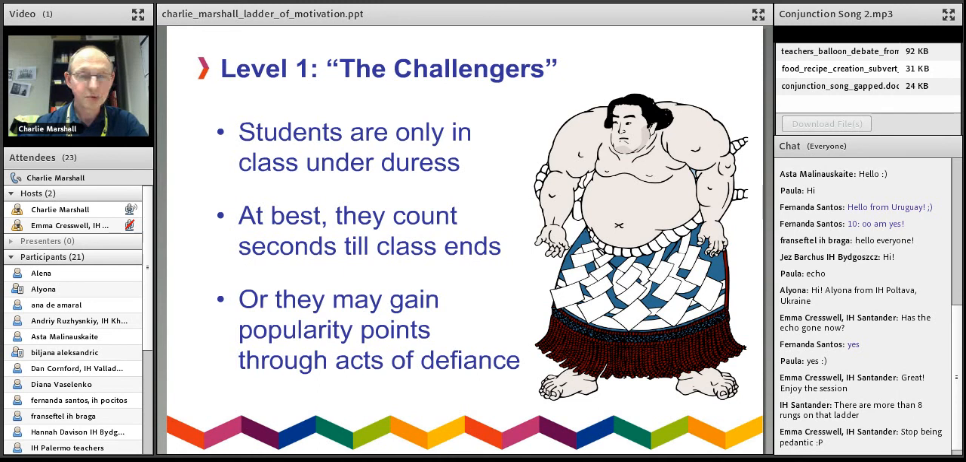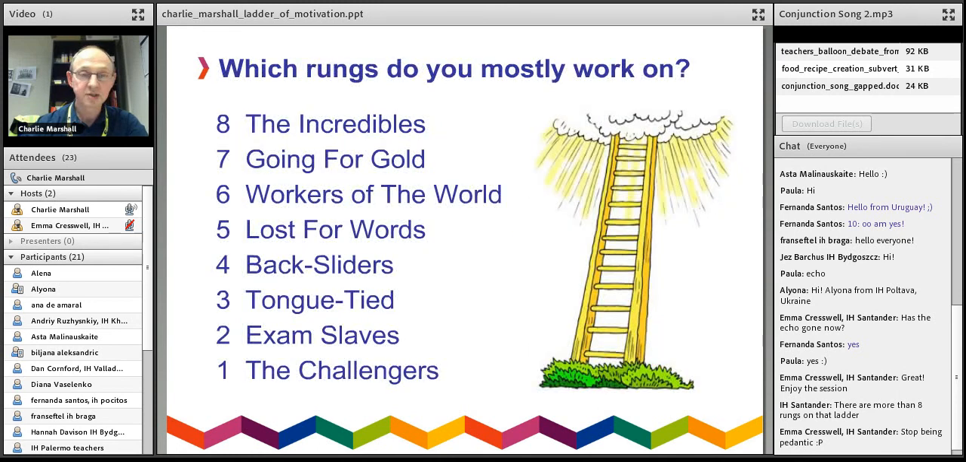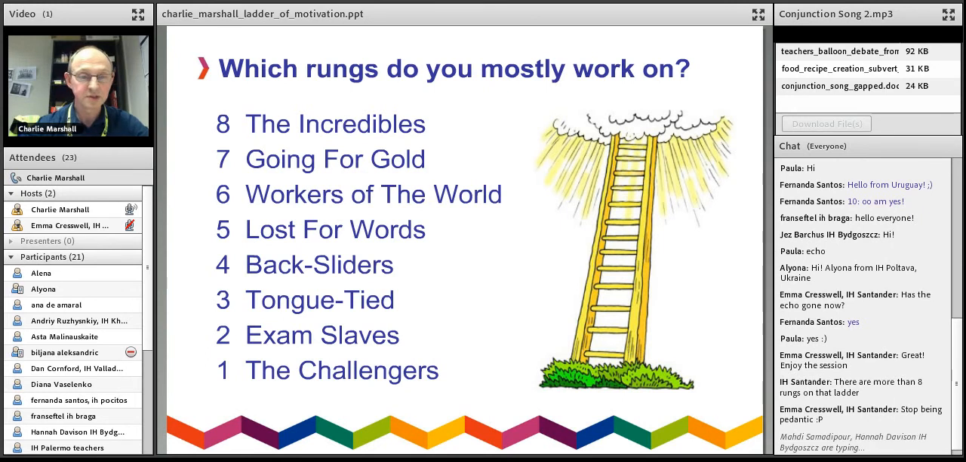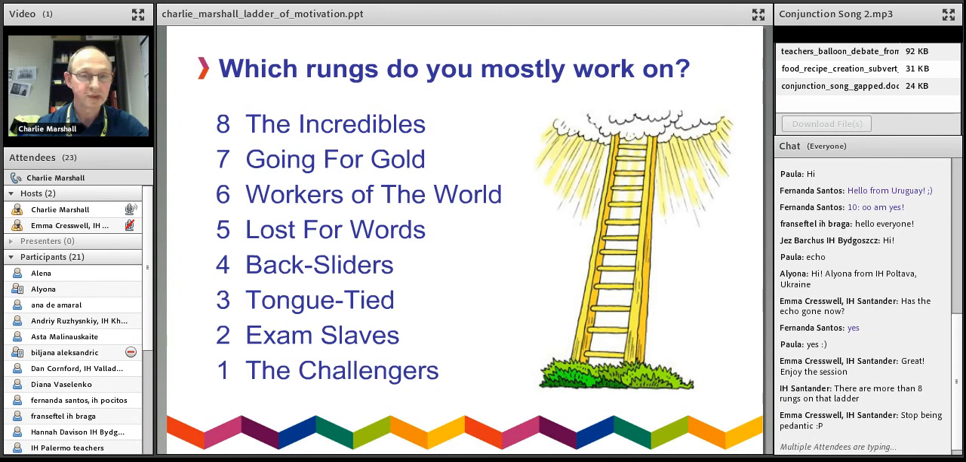So before we go on, I'm just going to ask, because there's quite a few people here now, which rungs do you work on at the moment, or have you experienced in the past? I think I've probably experienced all of these levels. I can definitely remember some challengers, particularly from my early teaching days. And yes, all of those.